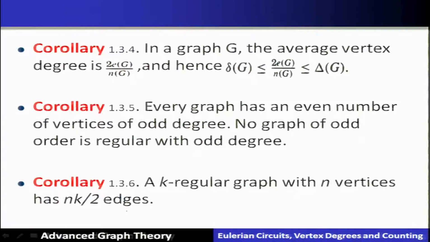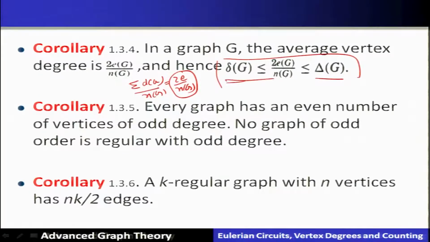So this handshaking lemma has given some important corollaries. Let us see them. So in a graph G, the average vertex degree is 2e by n(G). So 2e means degree sum is nothing but 2e, divided by total number of vertices, that becomes the average vertex degree of a graph. Now this average degree of a graph is at least the minimum degree of a graph and at most the maximum degree of a graph. Hence this corollary is proved.